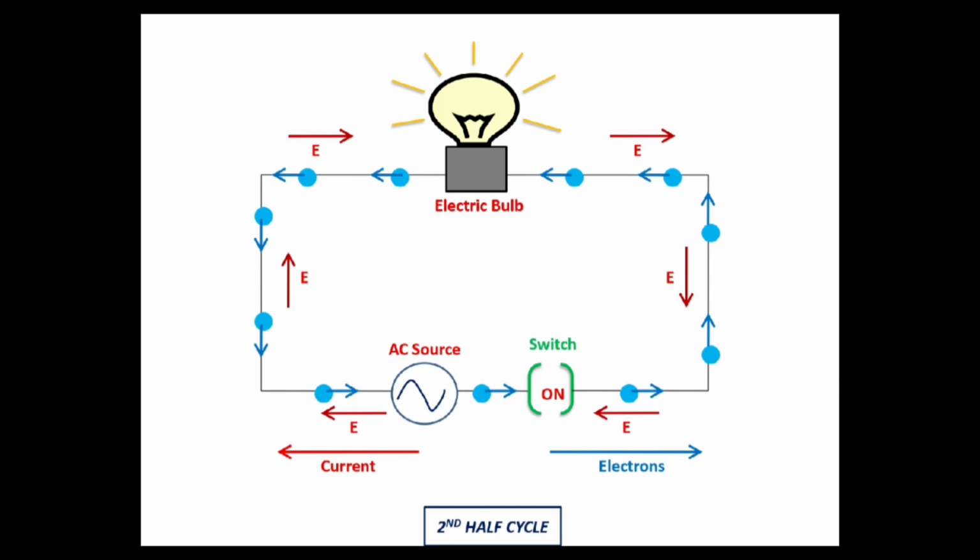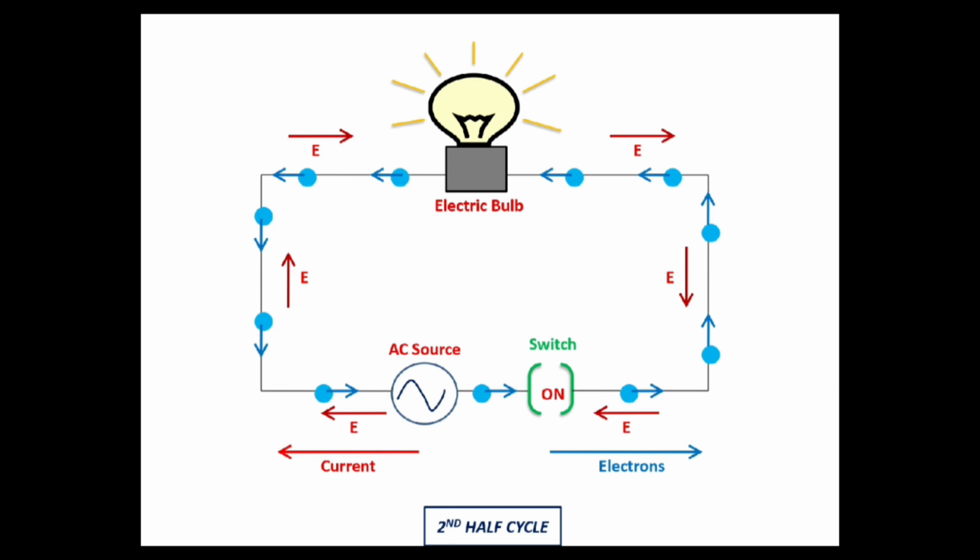Now for the second half cycle of the alternating current, the direction of electric field gets reversed, but this time also this happens almost instantly, almost at the speed of light. Hence, the electrons present everywhere throughout the circuit start to move almost instantly as soon as the electric field's direction gets reversed. So the direction of motion of the electrons gets reversed instantly and the current flows through the circuit without any delay.